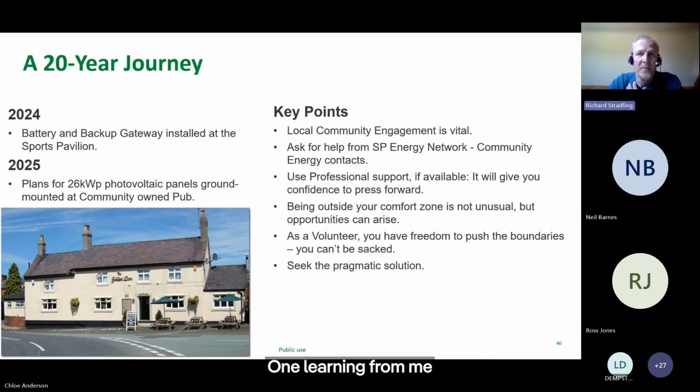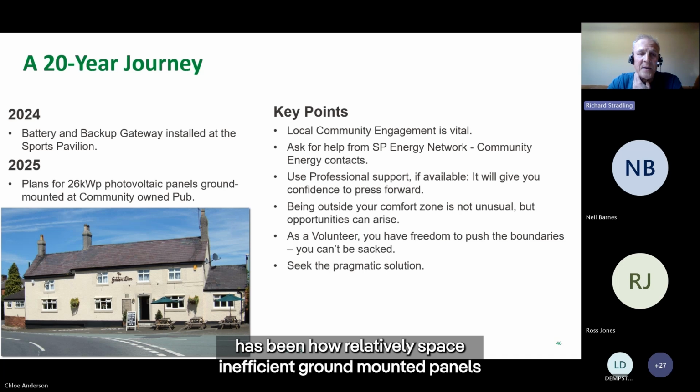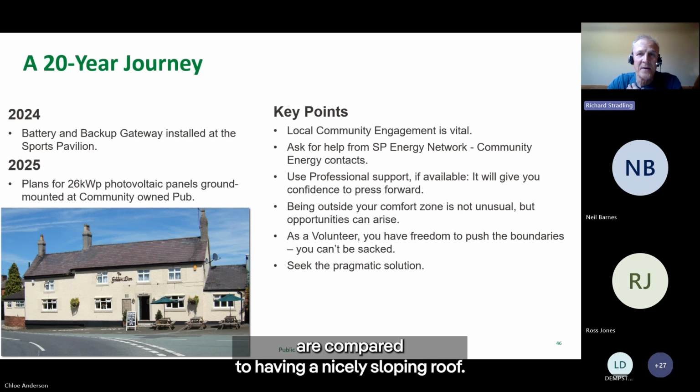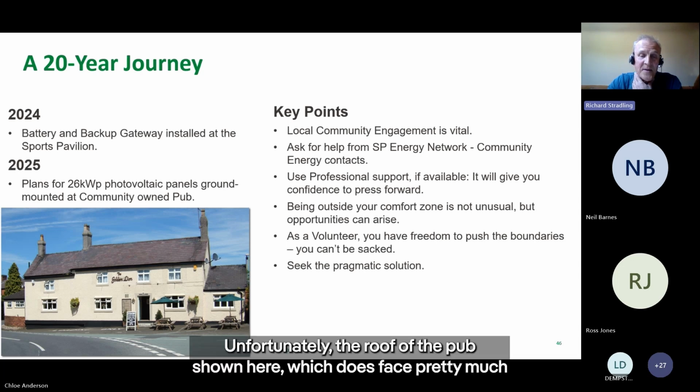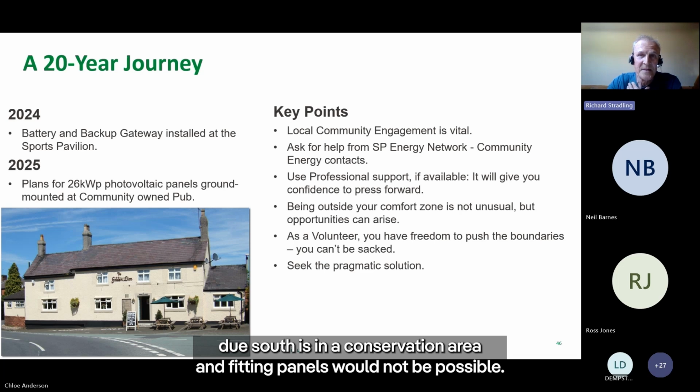One learning from me has been how relatively space inefficient ground-mounted panels are compared to having a nicely sloping roof. Unfortunately, the roof of the pub shown here, which does face pretty much due south, is in a conservation area and fitting panels would not be possible.